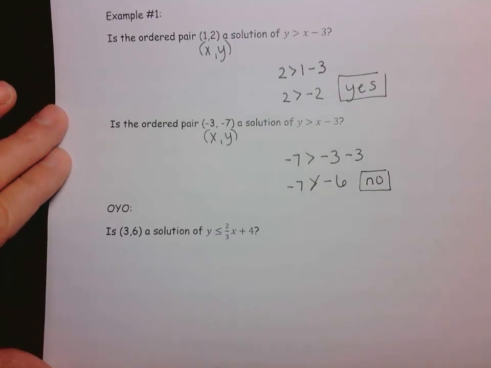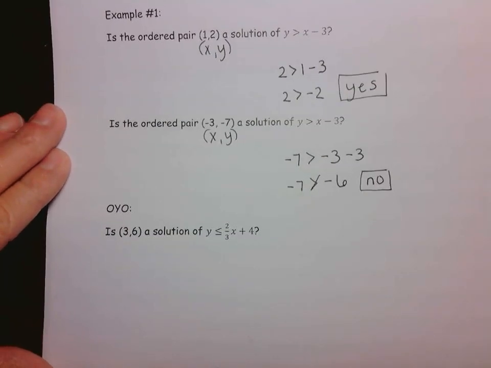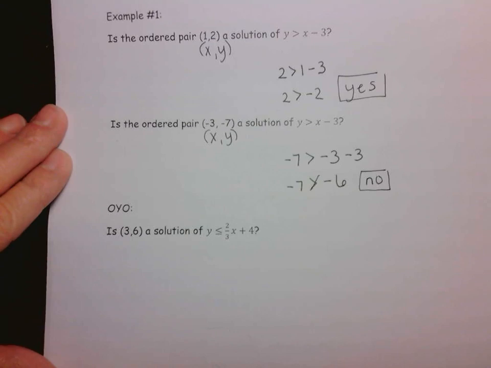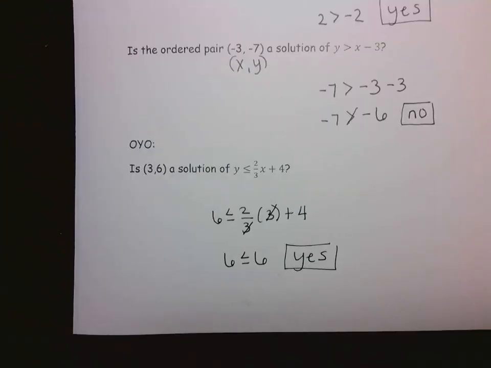So go ahead and hit pause and work out this example on your own. The answer is yes. (3, 6) is a solution of this inequality because 6 is less than or equal to 6. Remember, this line here means or equal to.